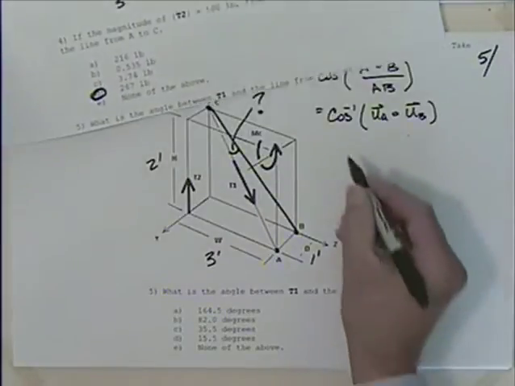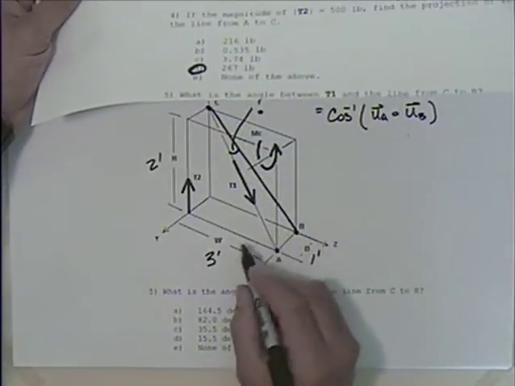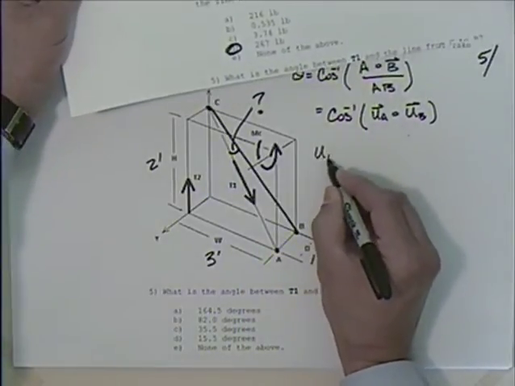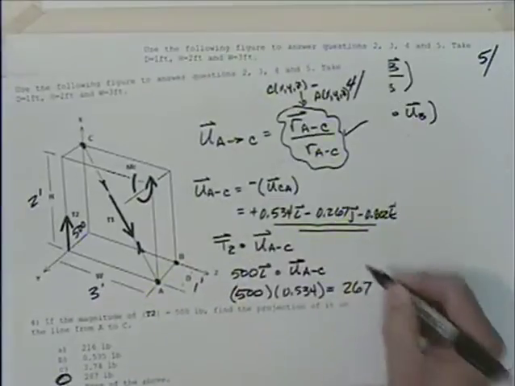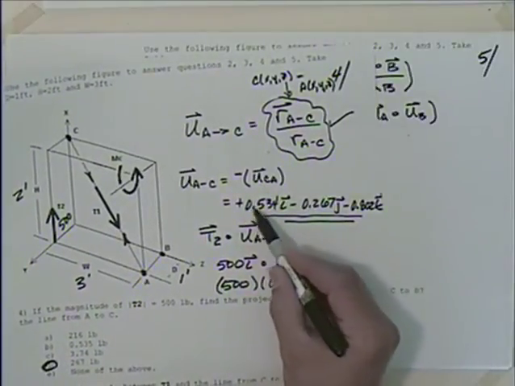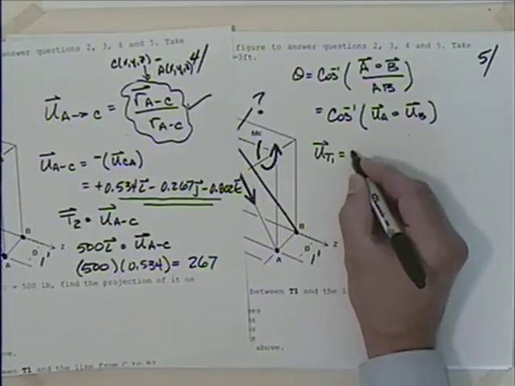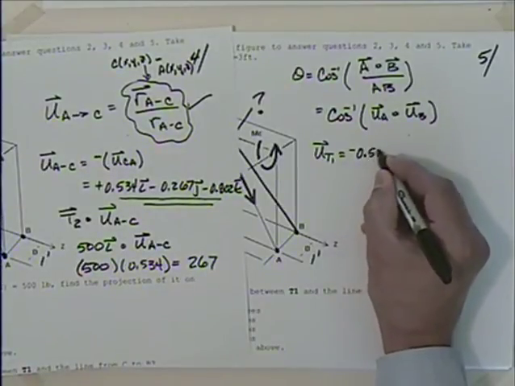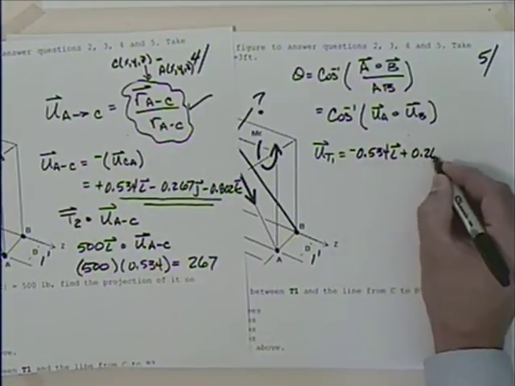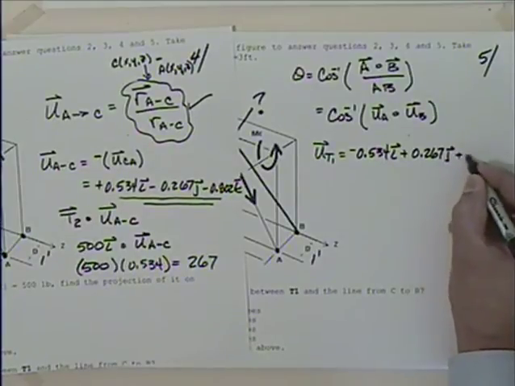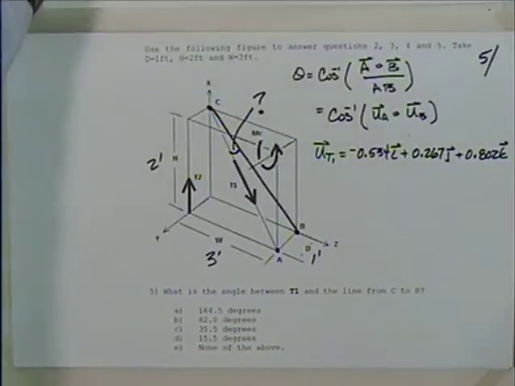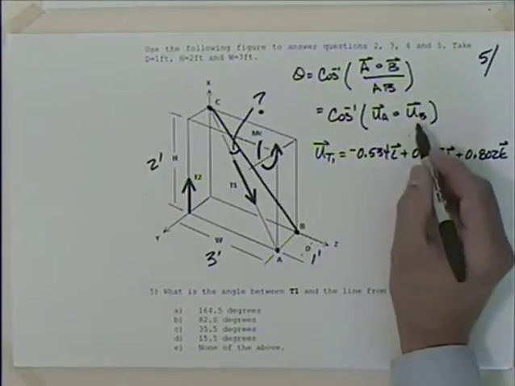So the unit vector for T1 would be what we started with there from C to A. I could go back to the previous page and get it, or I just know it's the same as that with a negative sign, so minus 0.534 in the I direction, plus 0.267 in the J direction, plus 0.802 in the K direction. So there's that one.